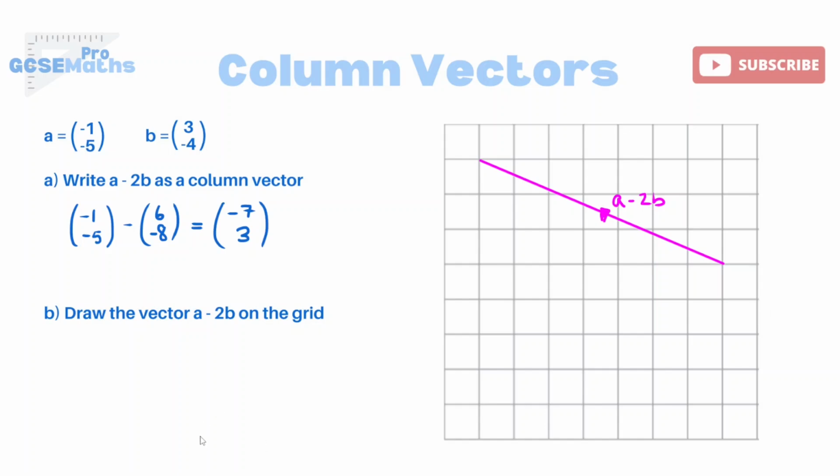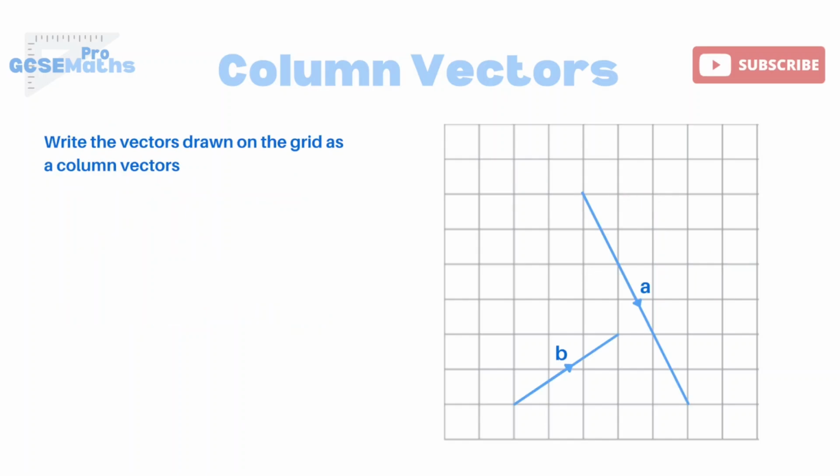So that's our answer to part B. Okay, the other way that we could get a question is maybe they draw the vector for us and they ask us to work backwards and write it as a column vector. So let's do A first.